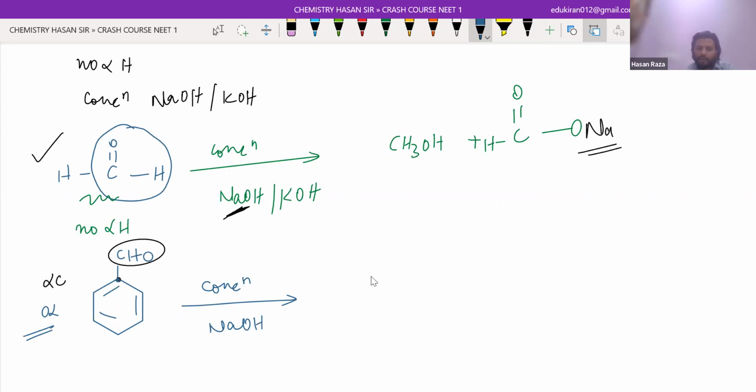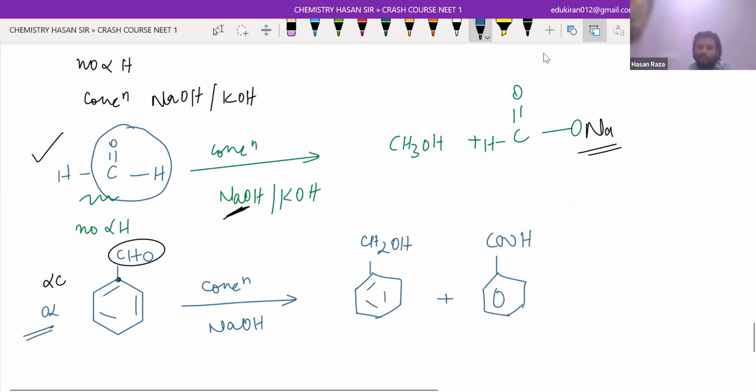So first of all, you are going to reduce it. So this aldehyde will be converted into alcohol. This is the first product. And again, this aldehyde will be converted into carboxylic acid salt. So you are not going to write hydrogen here. You are going to take the metal from here. So this will be the product for Cannizzaro.